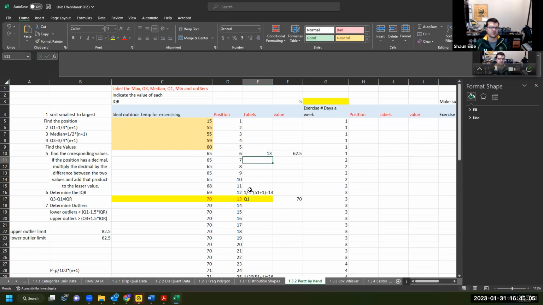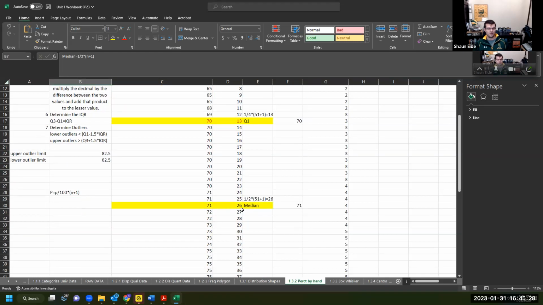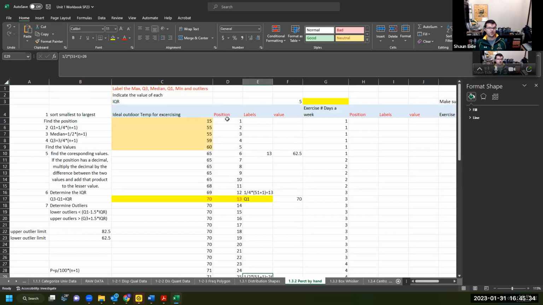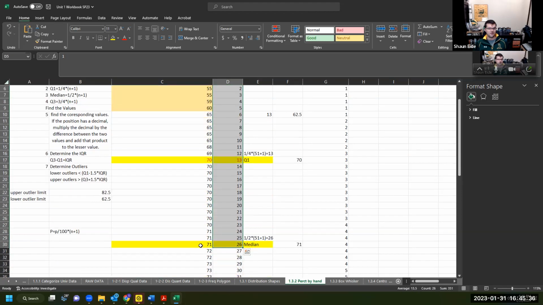But yeah, so we've got this right here. 13 is the location, or the position. So we come down to position 13, and it's that value right there. Okay, so with that value, that is the actual value of Q1. This is the location, this is the value. And then if we wanted to find the location of Q2, or the median, you do n plus 1, so 52, multiplied by 1/2, which gives you 26. So it gives you the 26th value, and the 26th location corresponds with the value of 71.